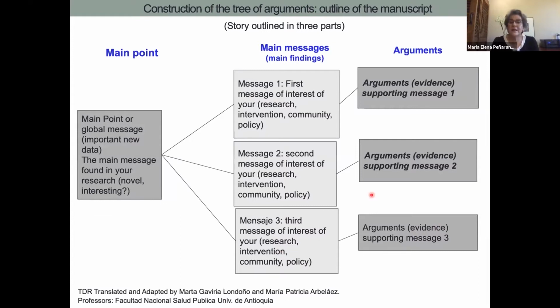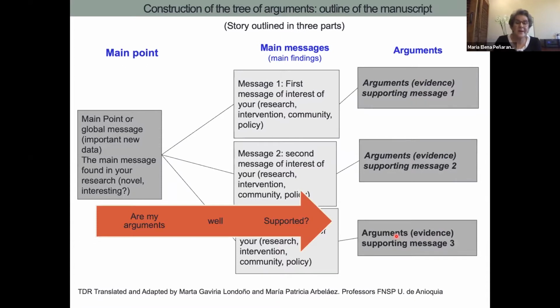So we analyze the tables, graphs, and figures that we have, and we explain each one when we write. So it has to be well supported. My arguments are well supported. Do we have enough data to prove each point? This is going to be the center part that you have to work on in your article.